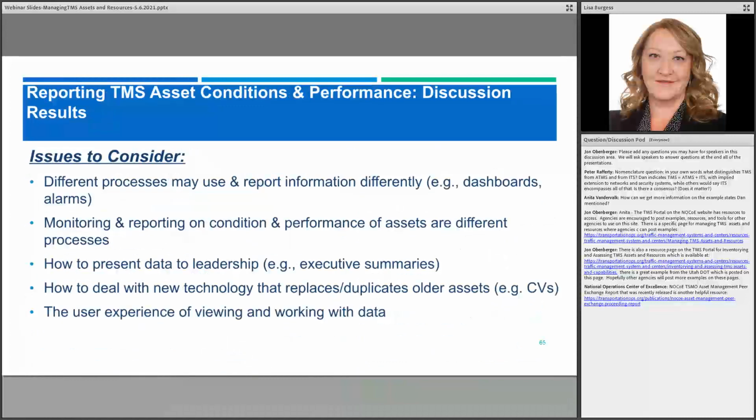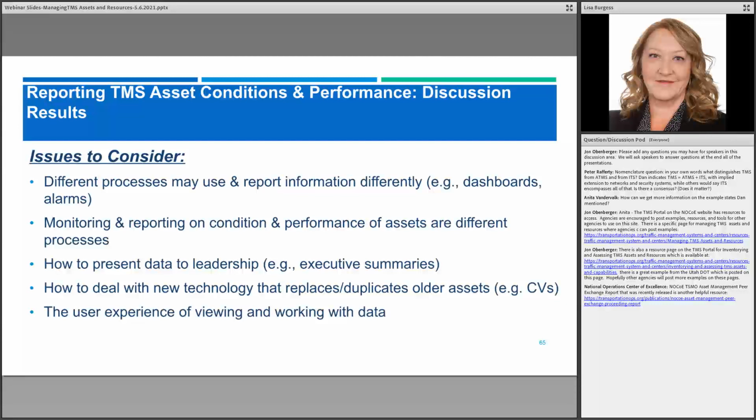So our third group was focused on reporting TMS asset conditions and performance. And I think this is one area that has gotten a lot of focus lately, just because there is an increased emphasis on dashboards, on data visualization. How can we really turn this asset information and status data into very helpful information for planning, operations, and future system operating activities?